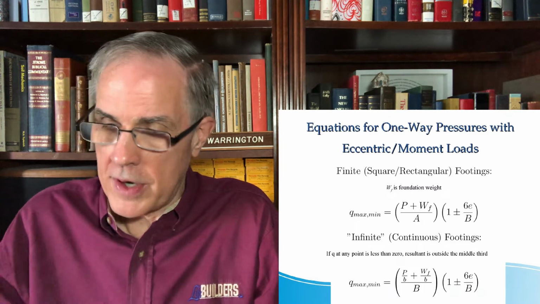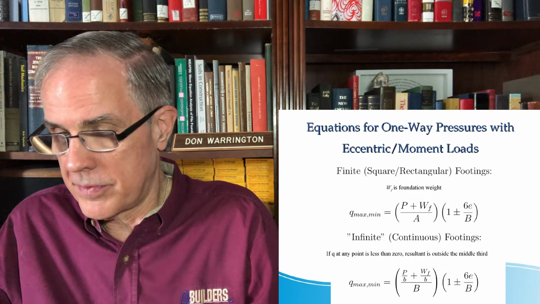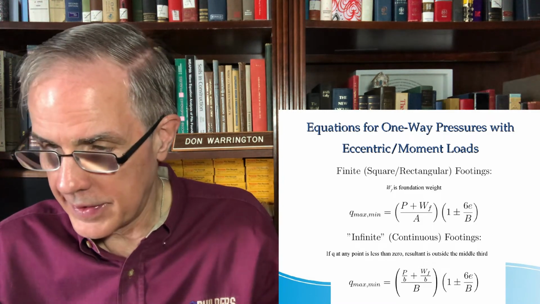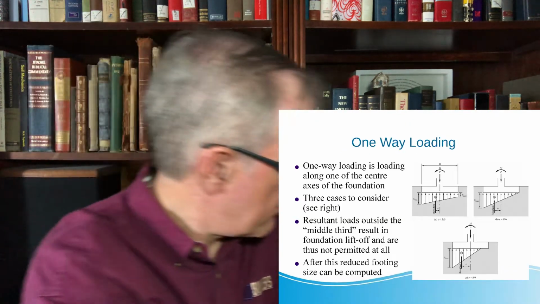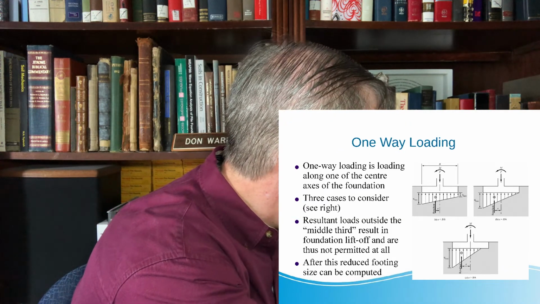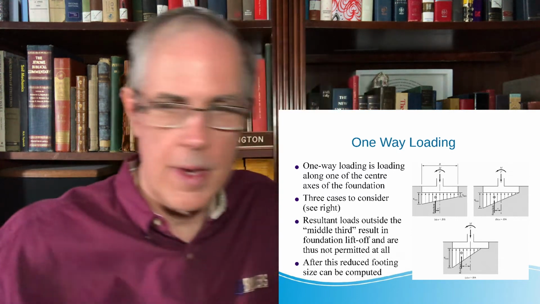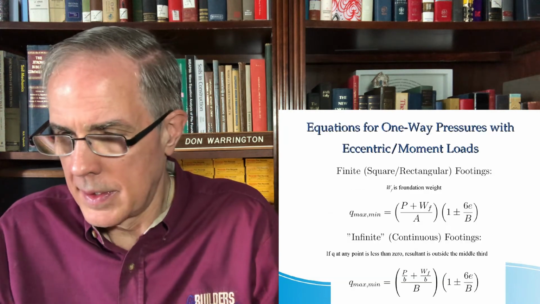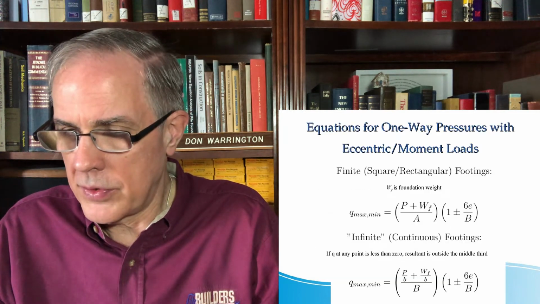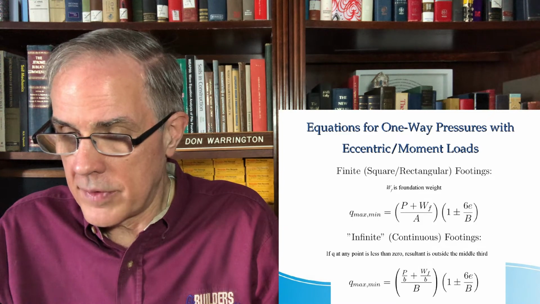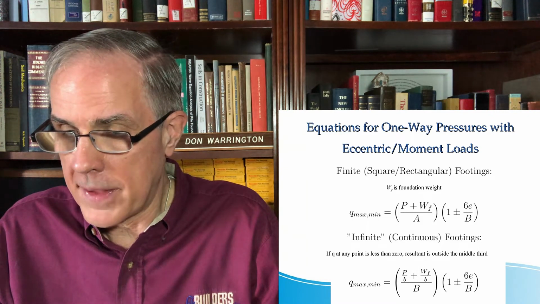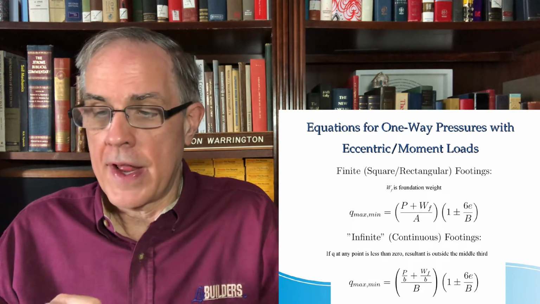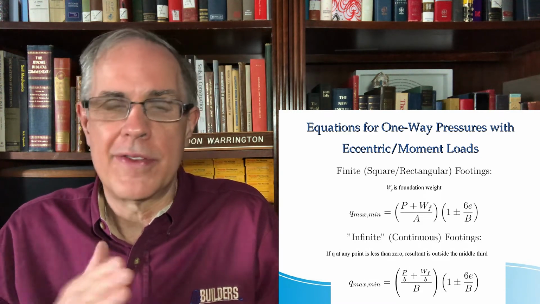Now, for one-way pressures, we can use these equations, the Qmax and the Qmin. You recall, let me just go back up there. You get this kind of thing. And the Qmax, Qmin. And the Qmax is equal to, with a foundation weight, either for continuous footing, which is at the bottom here, or for finite square with only one way of eccentricity, it's up here.